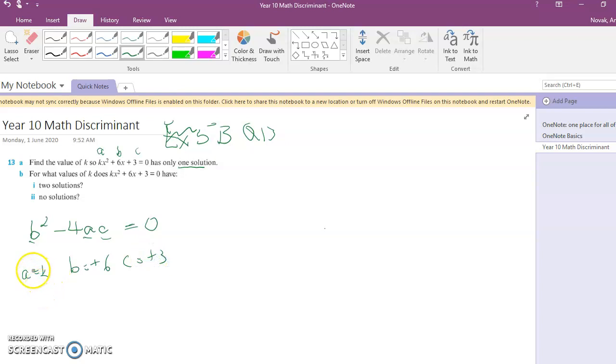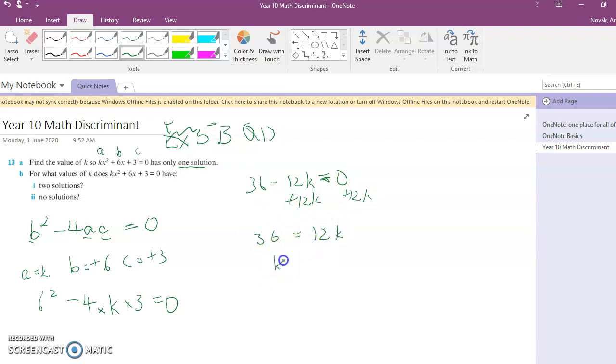So let's substitute that into the discriminant formula. So we have 6 squared minus 4 times a, which is k, times c, which is 3. That must equal 0. So simplifying that, we have 36 minus 12k equals 0. And then it's a case of getting k by itself. So add 12k to both sides. We have 36 equals 12k. Therefore, k must equal 3.